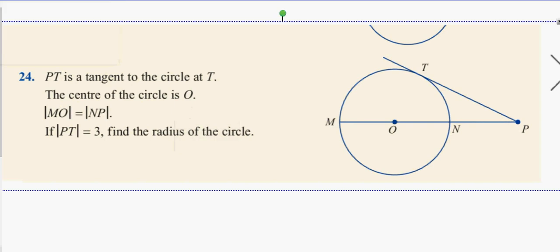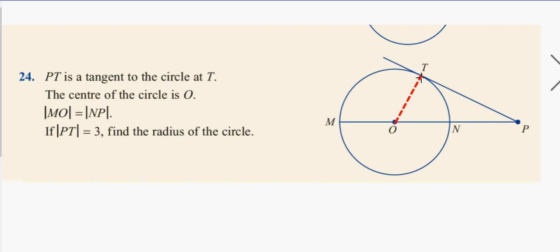PT is the tangent to the circle at T. The centre is at O. MO equals MP. Good to know. If PT is 3, find the radius of the circle. Right, that's not as bad as you think. So get this.